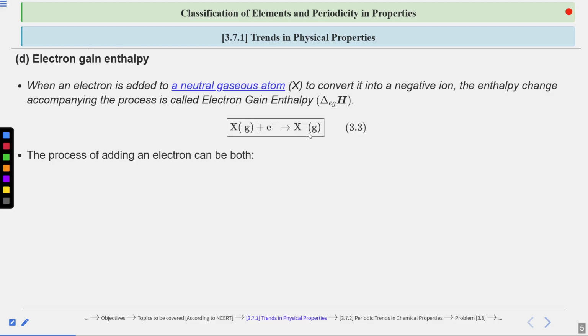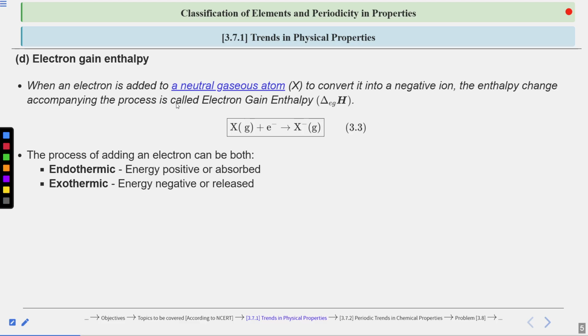Now energy change can happen in two ways. Either after the reaction there would be an absorption of energy, meaning the process requires energy to be completed. So in that case we will call it endothermic, or it can be exothermic also, where after the addition of an electron your energy is released. In that case we will represent the energy release with the help of a negative sign. So this is a very important difference between the ionization enthalpy and the electron gain enthalpy.